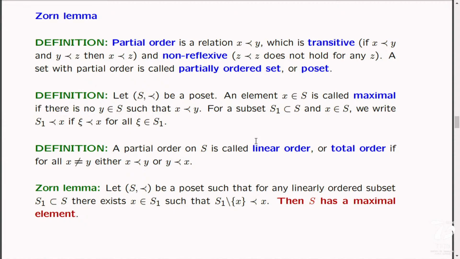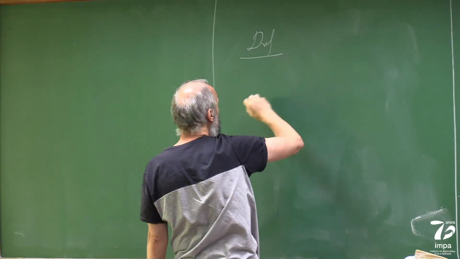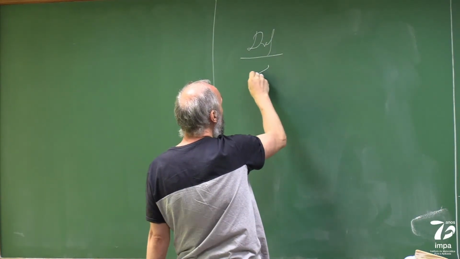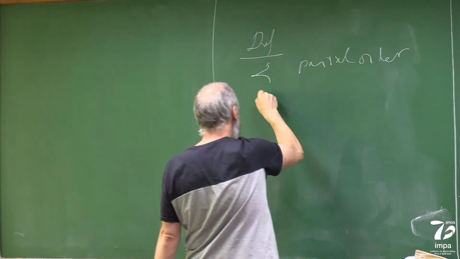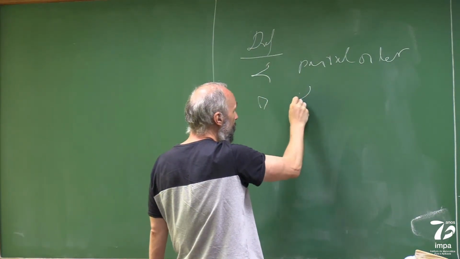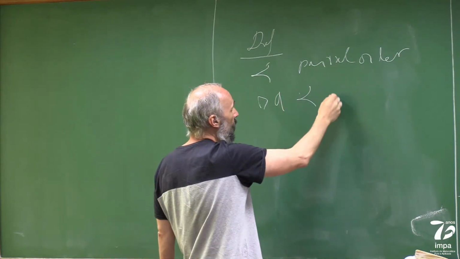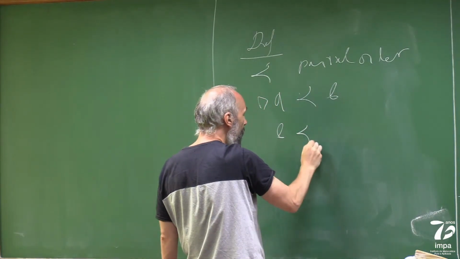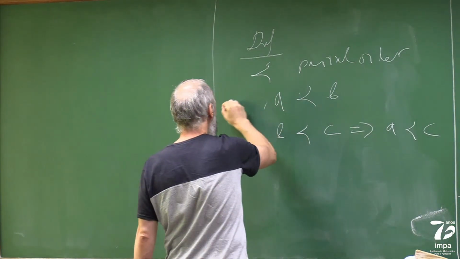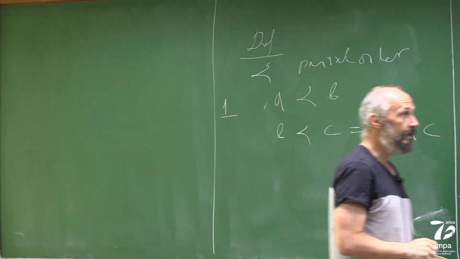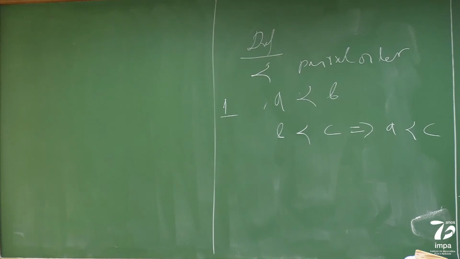Okay, so we have a partially ordered set. An order on a set is a binary relation, a partial order, if you have the following: if you have A smaller than B, B smaller than C, then A is smaller than C. It's the first, it's transitivity, I think. Yes. And non-reflexivity.